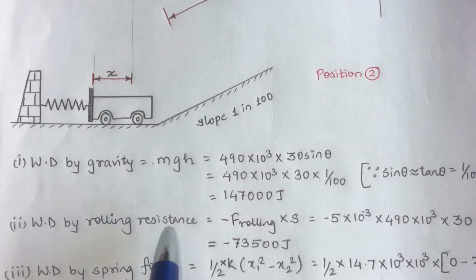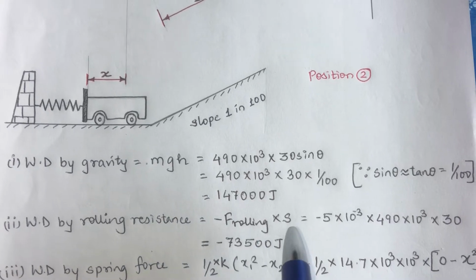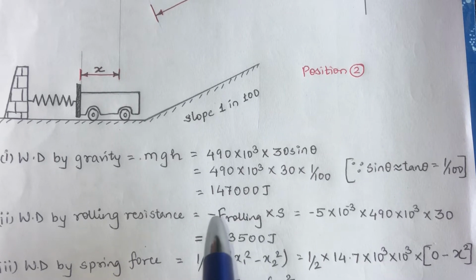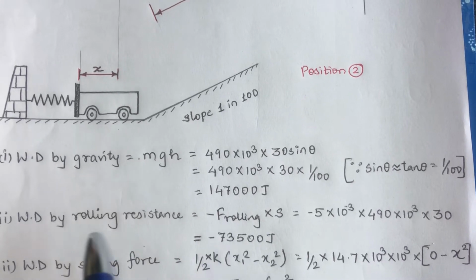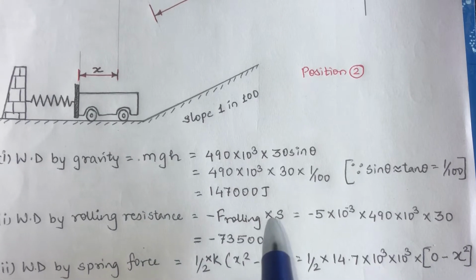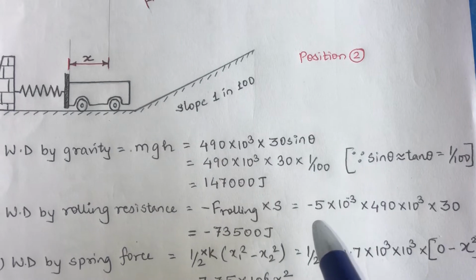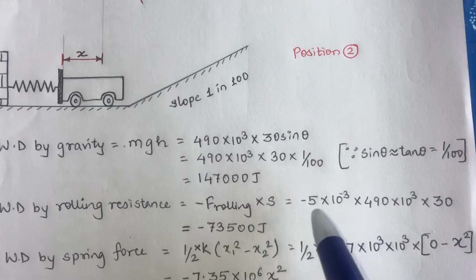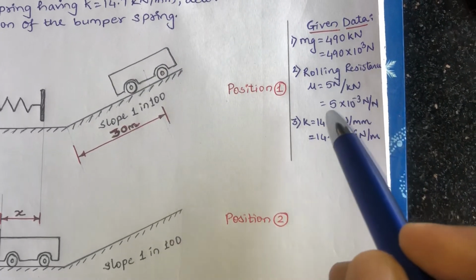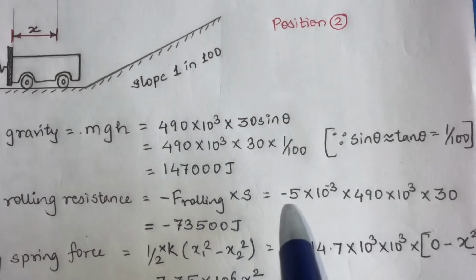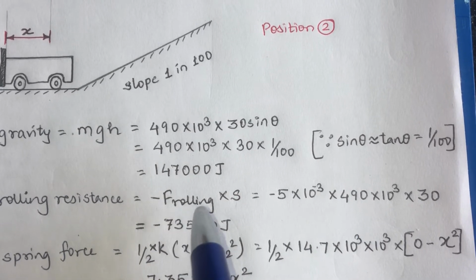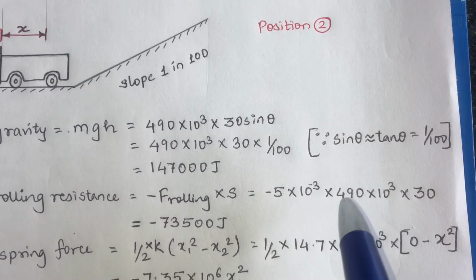The next is your rolling resistance as mentioned in the question. So work done by rolling resistance will be your F rolling into S. As mu is coming into the picture, F rolling will be minus. Why? Because work done by frictional force will be minus mu into N into S. Similarly here also mu is 5 into 10 to the power minus 3, and as I told you mu into N into S, N will be your 490 into 10 to the power 3.